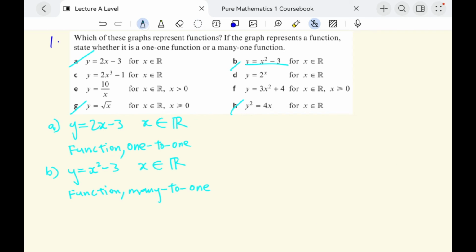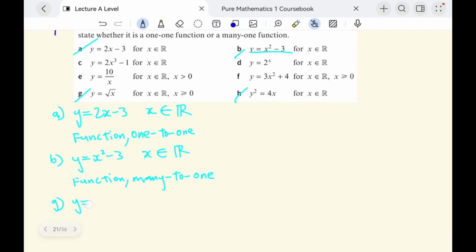Let's proceed to G. G is a square root graph. y equals square root of x, for x being all real numbers.